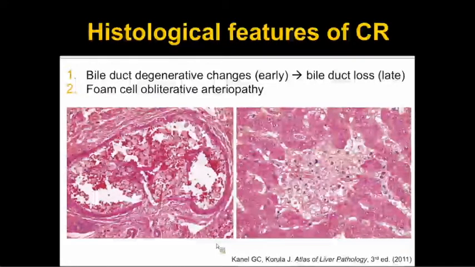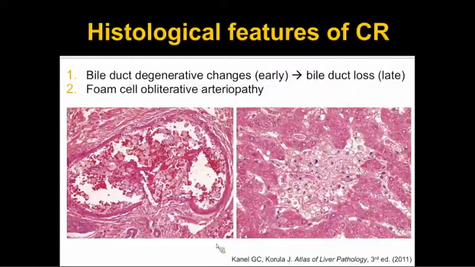And on this slide, I wanted to show examples of the foam cell obliterative arteriopathy. So here you can see an arteriole that's basically filled with foamy cells. And the foam cells actually can also be found scattered throughout the liver parenchyma.